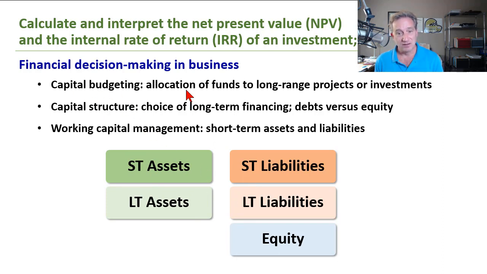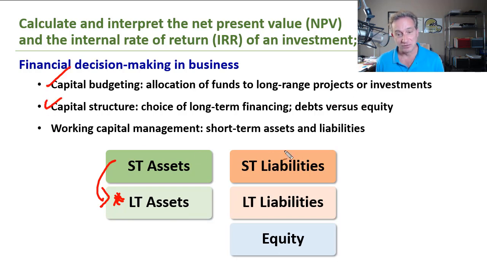Capital budgeting is about the allocation of funds to long-range projects or investments. So that refers right here to long-term assets. A company may have lots of cash, but it needs to decide whether to allocate funds or make investments in long-term projects. If it decides to do that, at the moment it makes the investment, there's really no change in the total assets of the company, but there is a conversion, a drop in cash from short-term assets to an increase in long-term assets. The asset is now in the long-term project or investment.